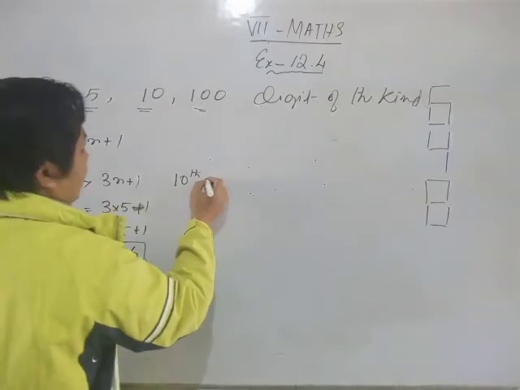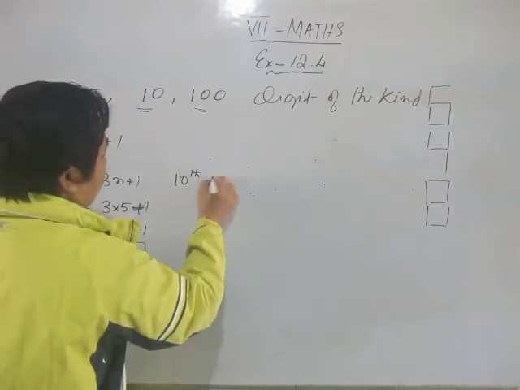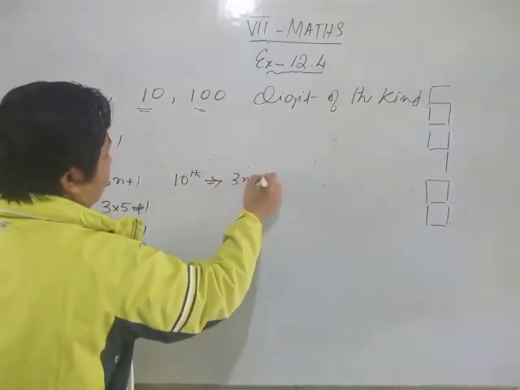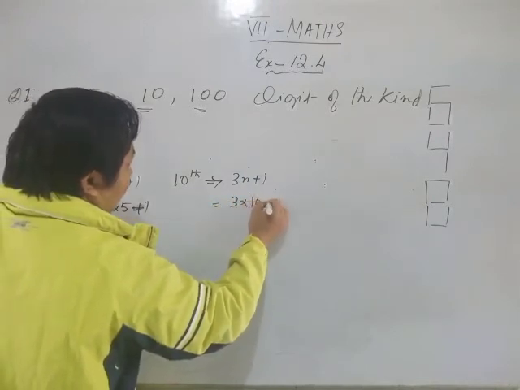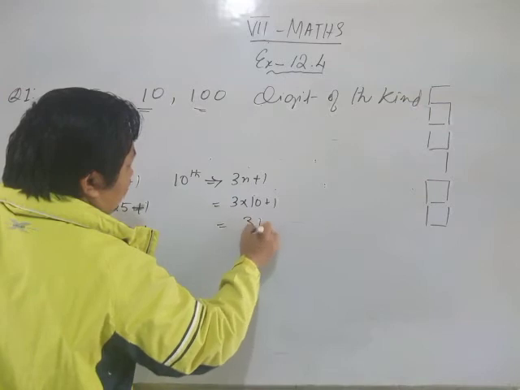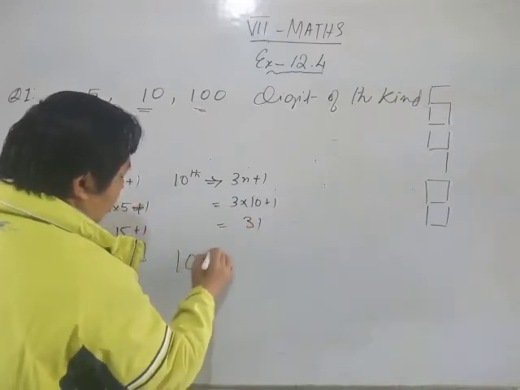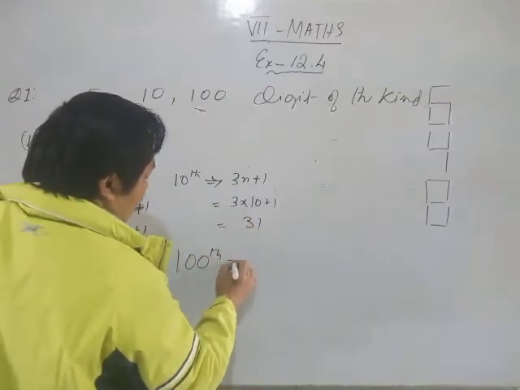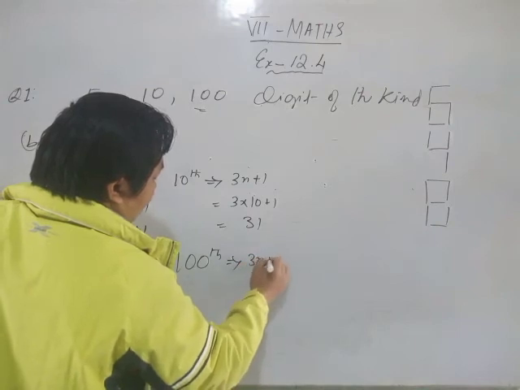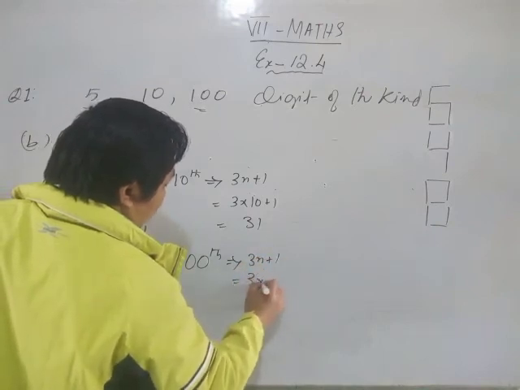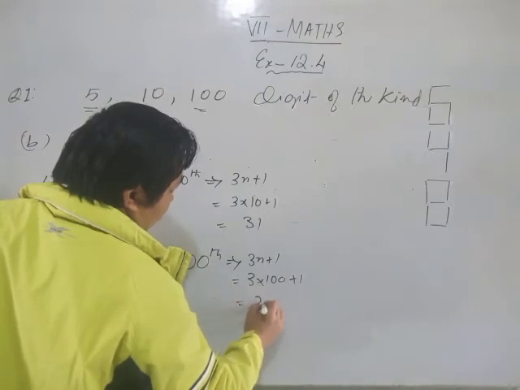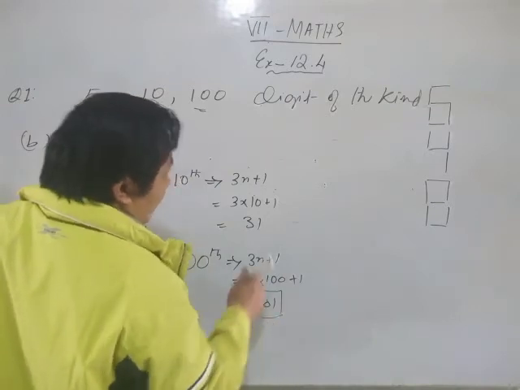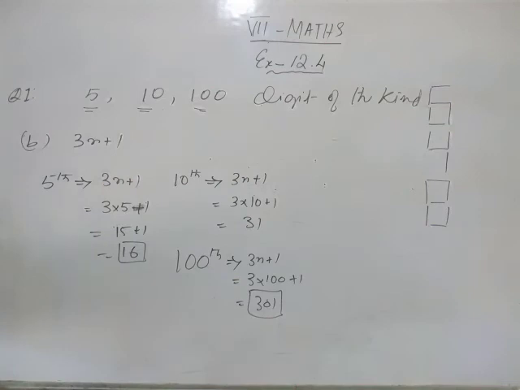And for 10, how much are we getting here? For 10, 3n plus 1 is equal to 3 into 10 plus 1, that is 31. And for 100, 3n plus 1 means 3 into 100 plus 1, that is 301. Okay, yes. That is for this last one, please do it yourself.